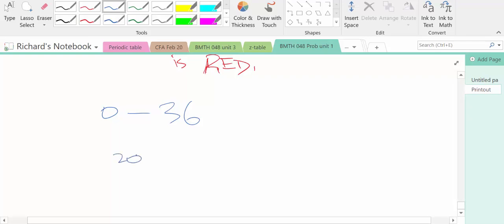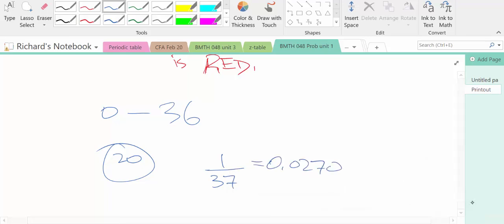So if she put her bet on number 20 and she won on the number 20, what's the probability of that happening? Well, there are 37 numbers total on the European roulette wheel. So 1 out of 37 would be the probability that she would win if she bet just on the number 20. What does that work out to in terms of a percentage? 0.0270, or a 2.70% chance of winning.